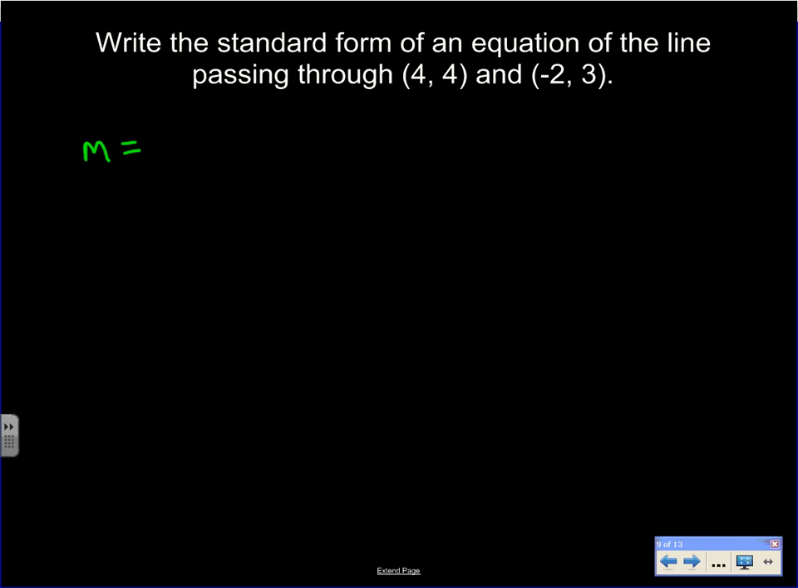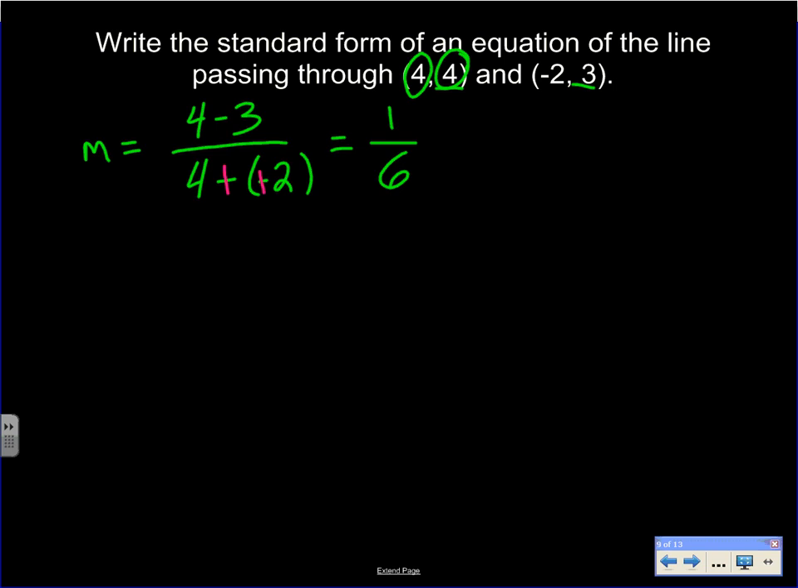So the slope, we're going to say 4 minus 3 over, since I chose this 4 first, I have to choose this 4 first on the bottom, 4 minus negative 2. And we can work this out. 4 minus 3 will give you a 1. And 4 minus negative 2 becomes 4 plus 2, which is 6. So the slope is going to be 1/6.